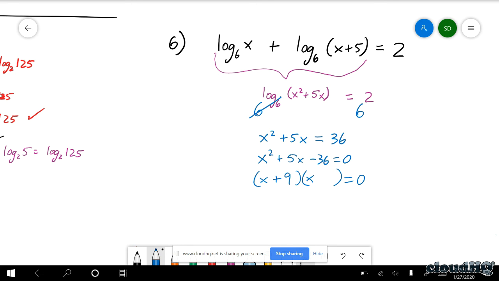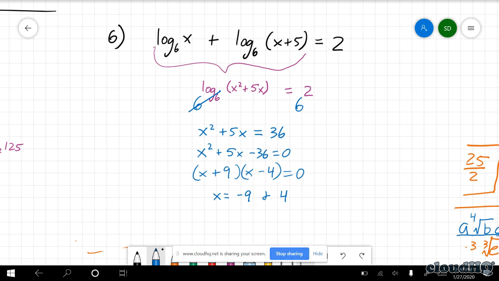So if we get a 9 and a negative 4, so if x plus 9 equals 0, then x would equal negative 9. And if x minus 4 equals 0, x would be a positive 4. So we have 2 answers. We need to check them. Negative 9 and 4. Plug them back into the original problem.